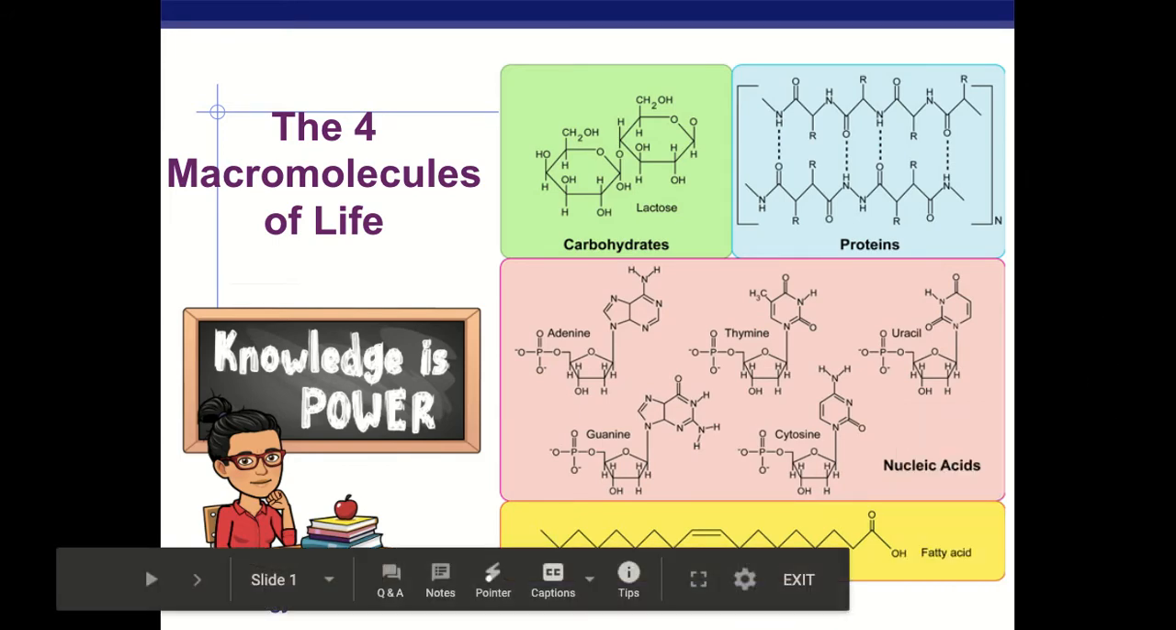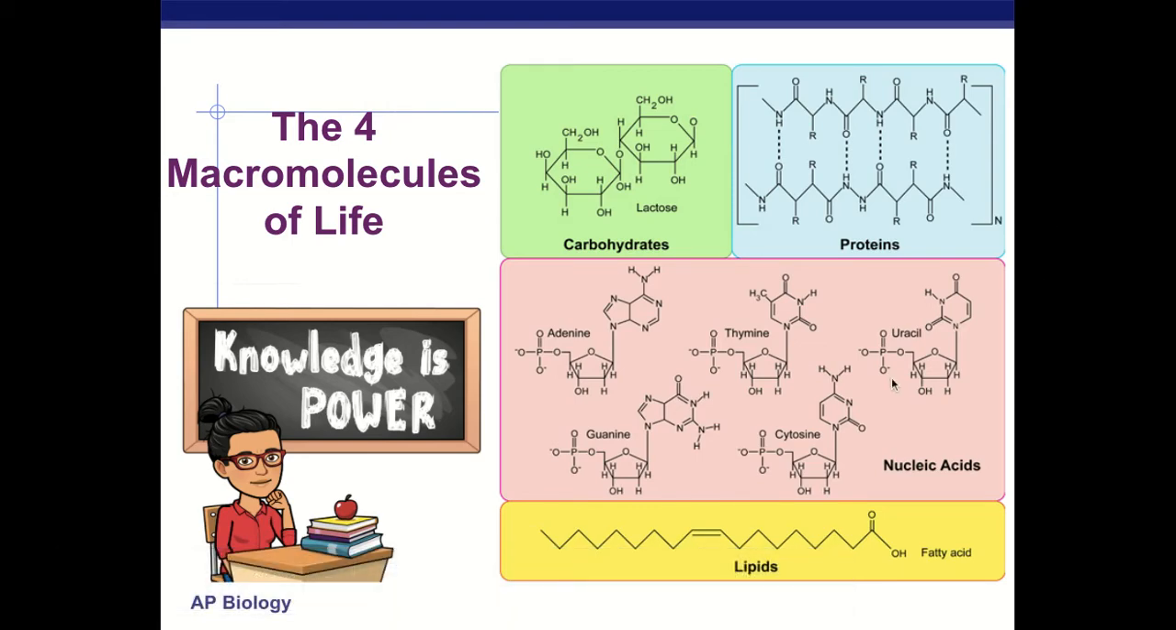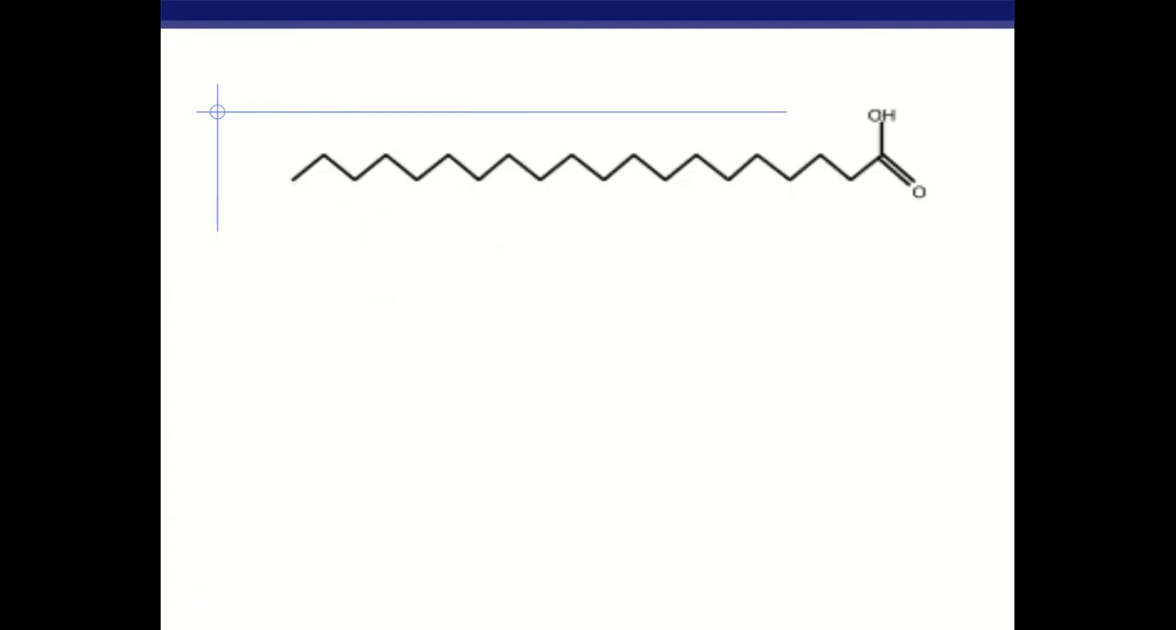Okay, so let's start. The four macromolecules are going to be carbohydrates, proteins, nucleic acids, and lipids. Now, I want to talk a little bit about modeling.